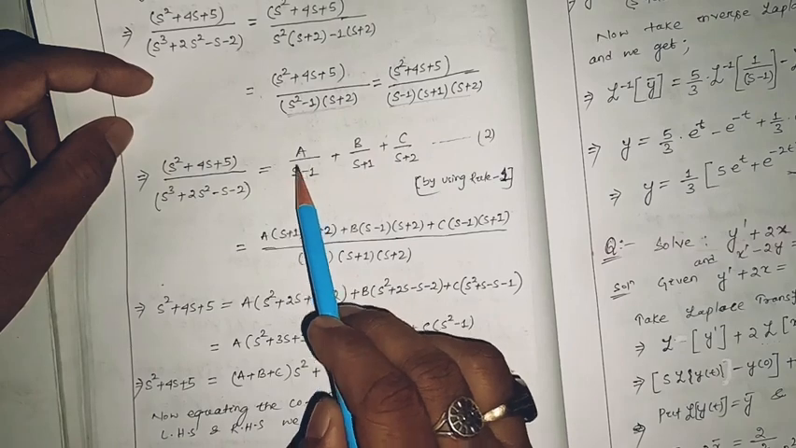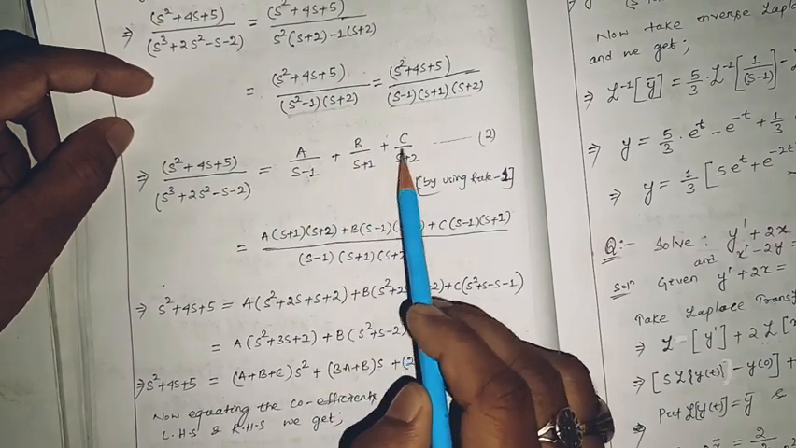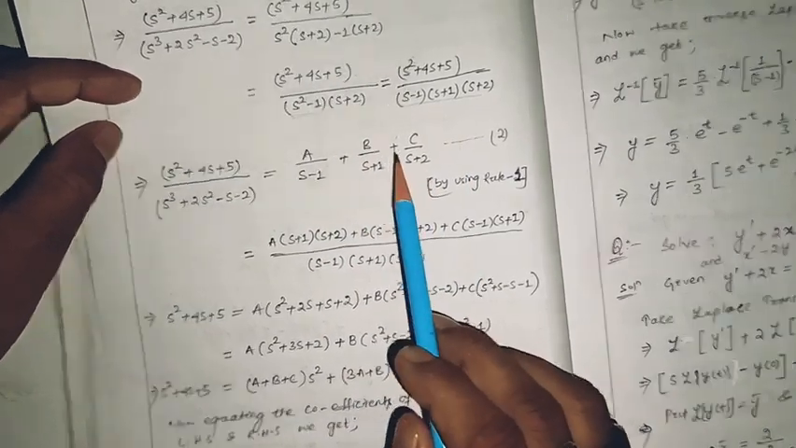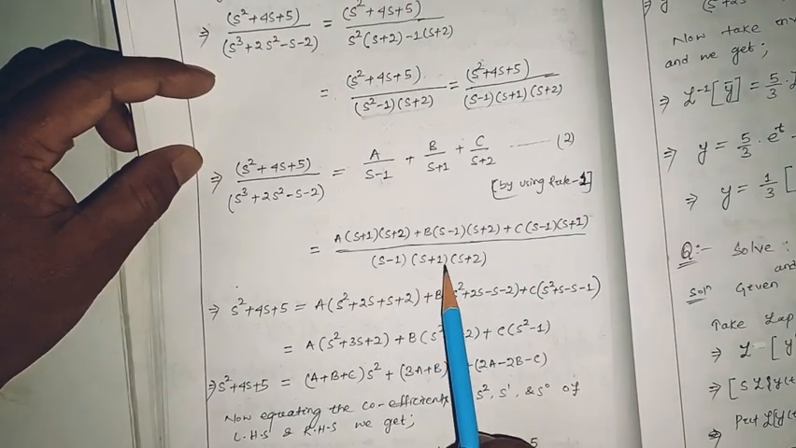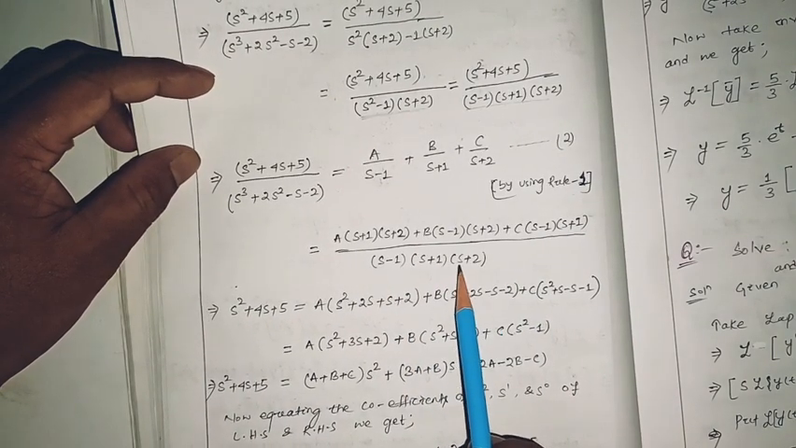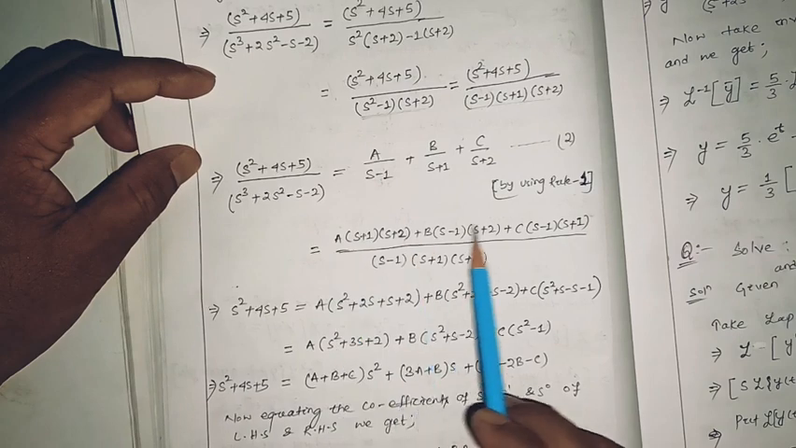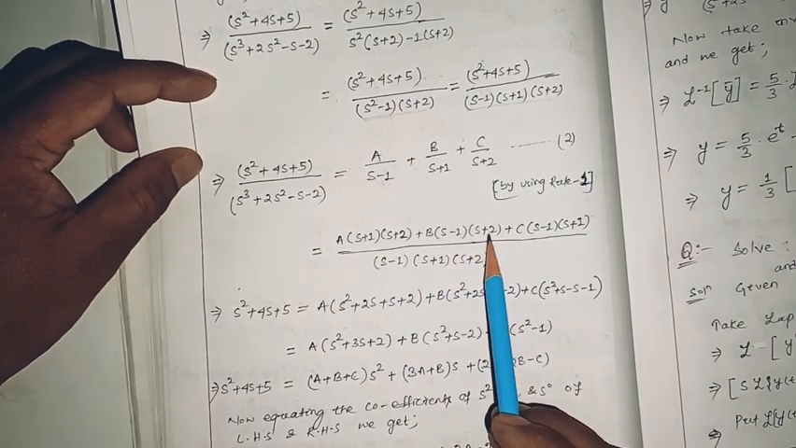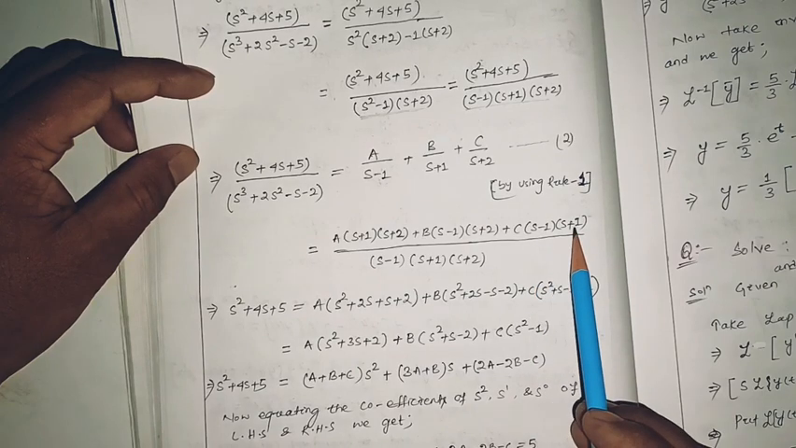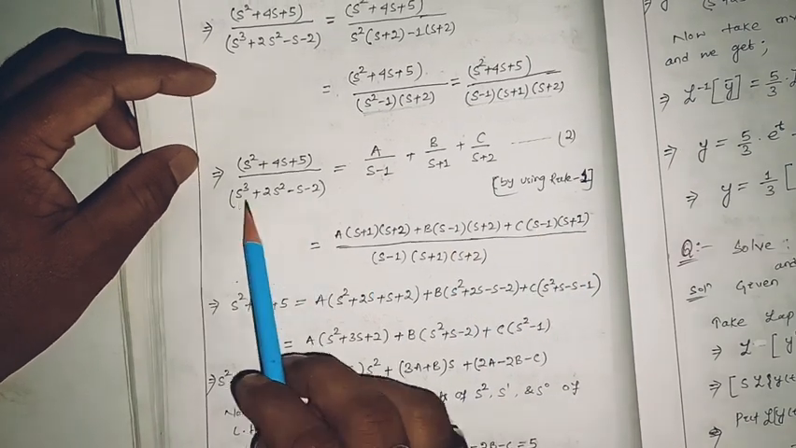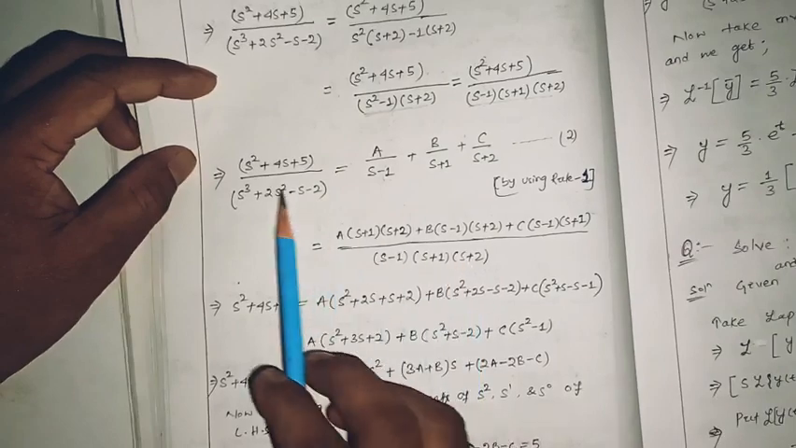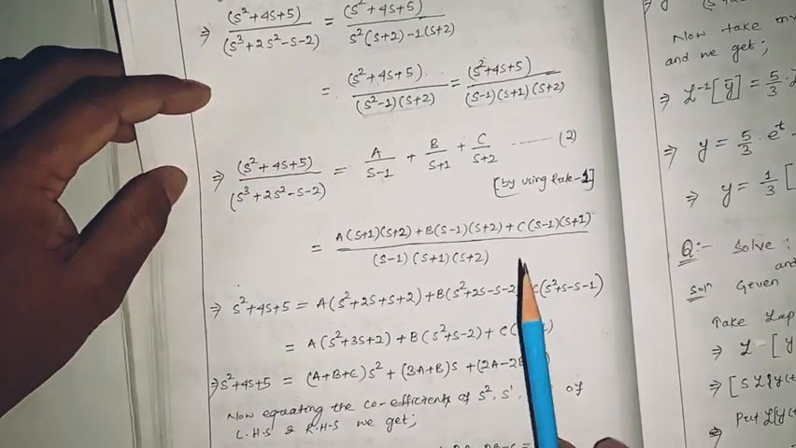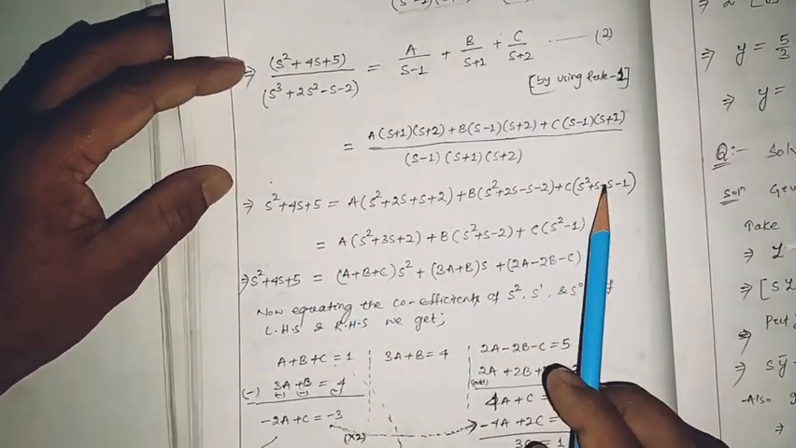This will be written as A by (s minus 1), B by (s plus 1), C by (s plus 2). Just add them, we get the denominator (s minus 1)(s plus 1)(s plus 2), and the numerator will be A into (s plus 1)(s plus 2) plus B into (s minus 1)(s plus 2) plus C into (s minus 1)(s plus 1). Simple. The denominator is equal to the denominator, so the numerator has to be equal to the numerator. So this equals this.